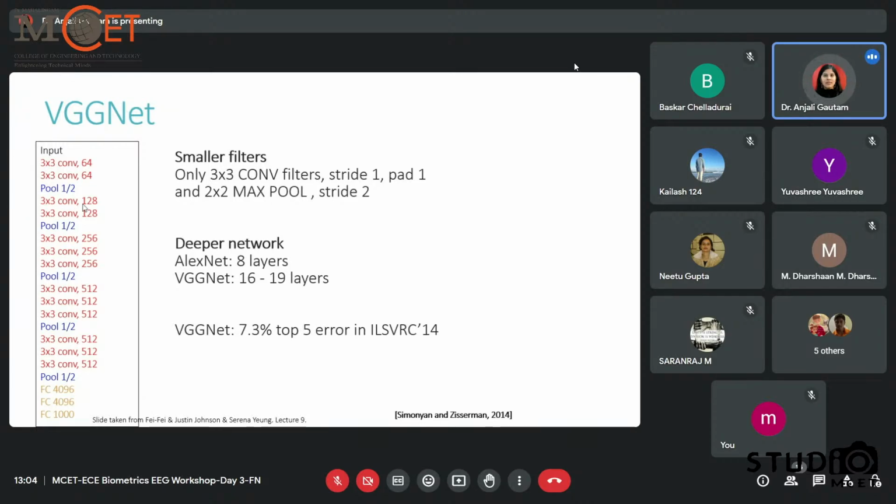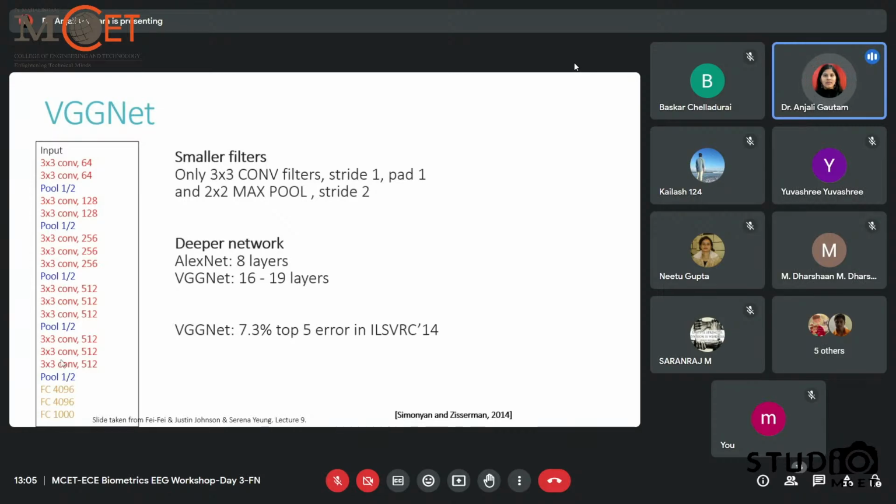Then again two convolution layers, then pooling, three convolution layers, then pooling, again three convolution layers and pooling, and so on. One thing to notice is that the filters are increasing: there is 64, then 128, then double of that is 256, and again double of that is 512. Like this, and then the last three are fully connected layers.